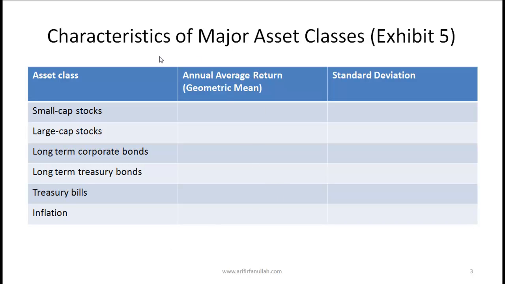Characteristics of major asset classes. So in the context of portfolio management, you need to understand what the term asset class means. Asset class simply means, so I'll just explain this through example. Major asset classes would be stocks, bonds, commodities, real estate, etc. So these are different asset classes.